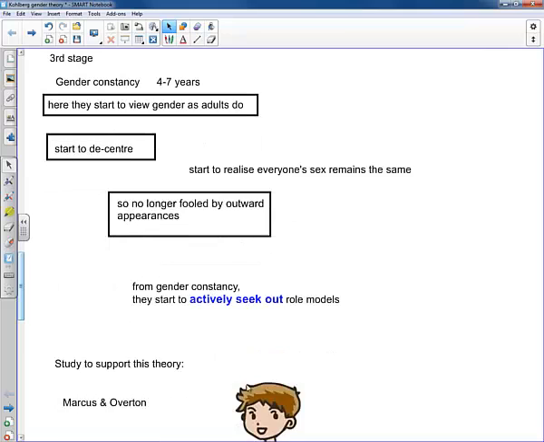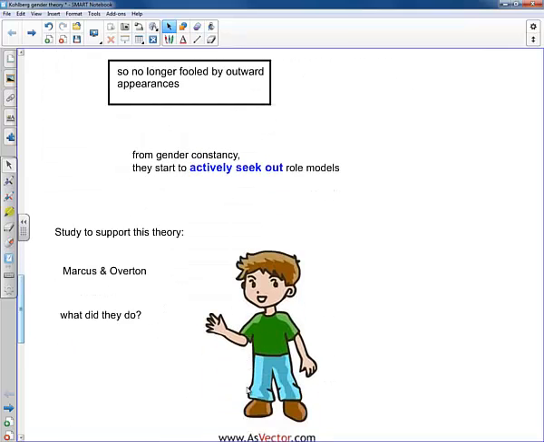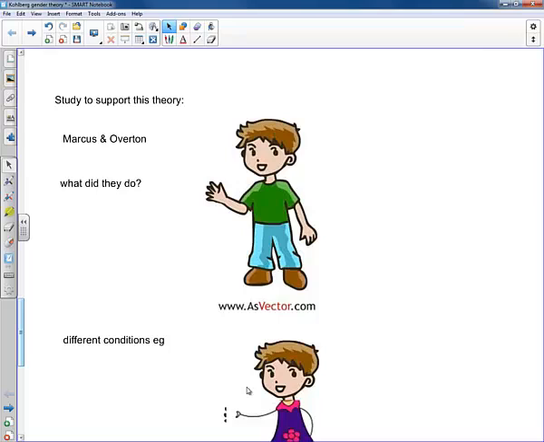Okay, so what study? You need to have a study to support it, at least one study. Let's go with Marcus and Overton, which is in your book. I think it's about page, what have we got? Yeah, page 70 in your textbook. Okay, so what did Marcus and Overton do?